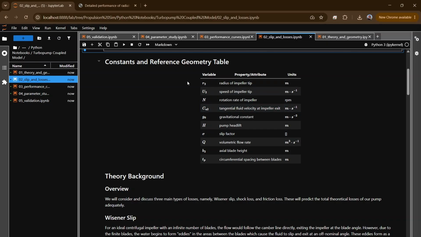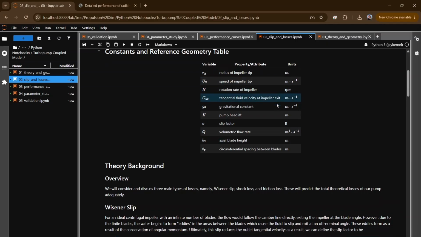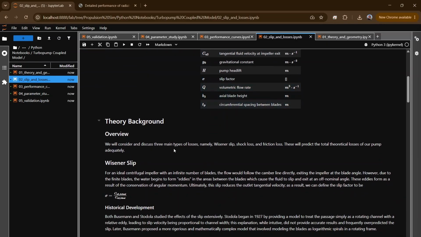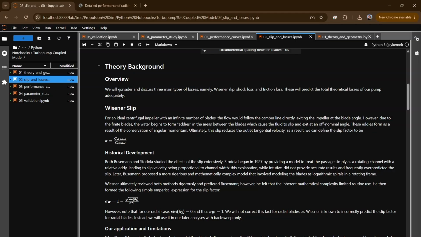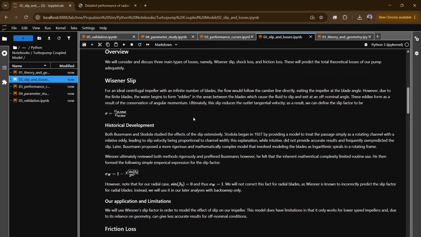Here's our constants and reference geometry table, so there's the same function as before, and our theory background, which documents how Wiesner's slip is developed, how Wiesner's slip is quantitatively valued. So you have Cu2 actual, so it's like the slip difference.